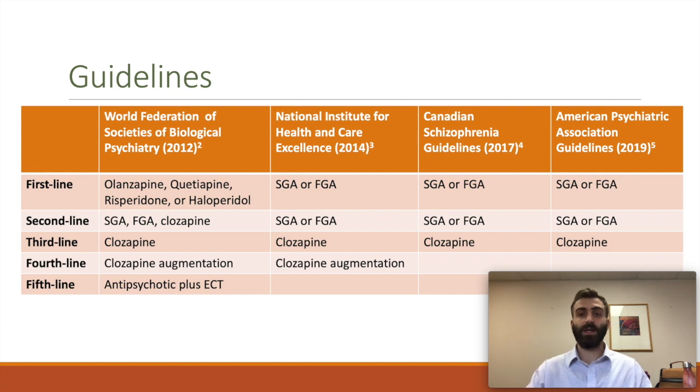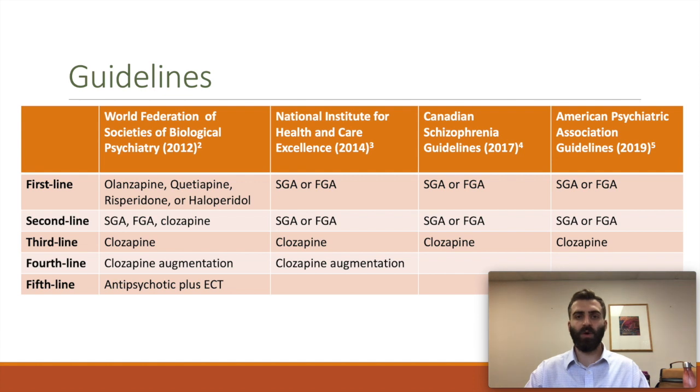First, here are the guidelines. There's the World Federation's guidelines from 2012, the NICE guidelines from the UK 2014, Canadian guidelines 2017, and then the American guidelines most recently updated 2019. My major point here is that treating schizophrenia isn't generally an algorithmic approach. Like, this is the one you use first. If that doesn't work, you try this agent. If that doesn't work, you try this agent.